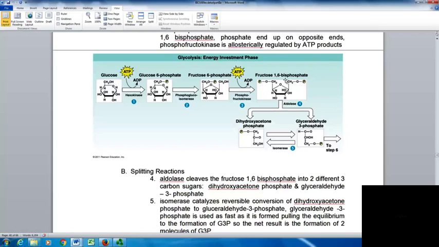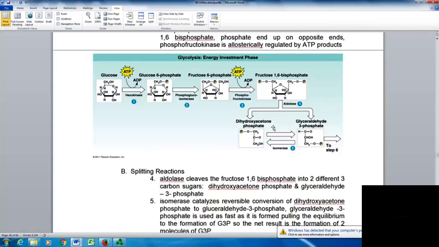The bis just means 2 of them. They're on carbon 1 and carbon 6. At this point, there's enough energy in here that the bonds will break and split it in half. On one half, you'll have dihydroxyacetone phosphate, the other one glyceraldehyde 3-phosphate. The glyceraldehyde 3-phosphate is what moves on to the next step.